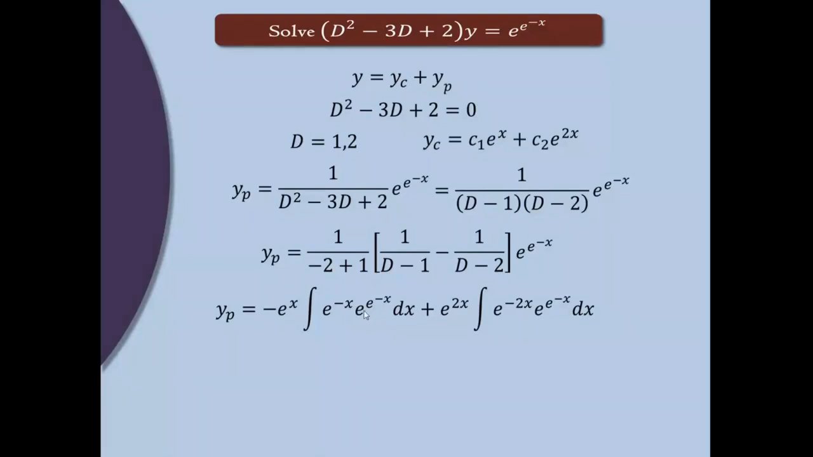But if you look at this function, e raised to some function is there. What is that function? e raised to minus x. And what is the derivative of this function? Minus of e raised to minus x. And that we can easily adjust over here. If we have e raised to some function whose derivative can be easily adjusted, then we go for substitution.